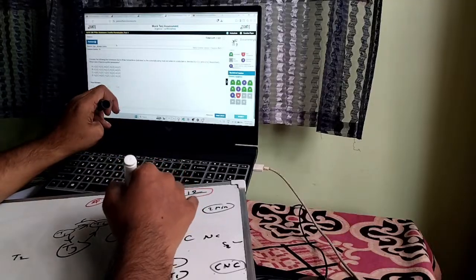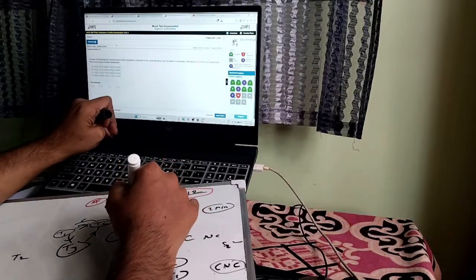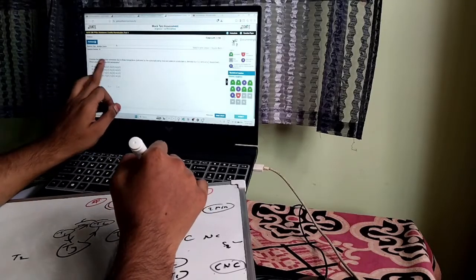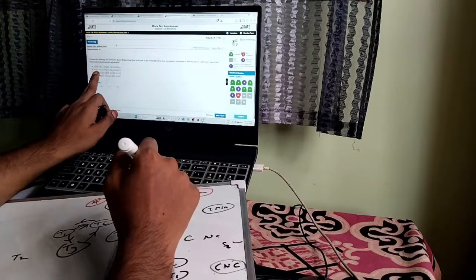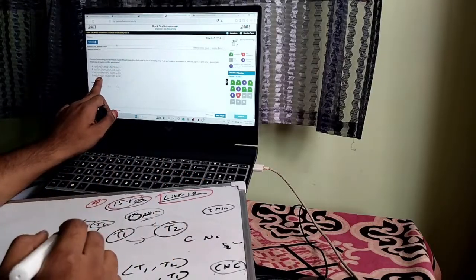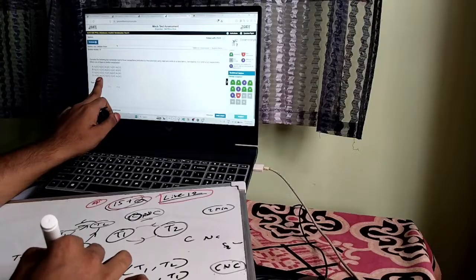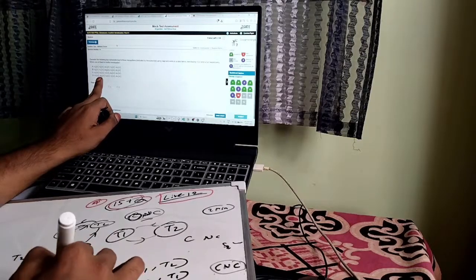This is a cycle. If it is a cycle, then it is not conflict. So it's not a cycle. So let's see option D. Okay, D, T1, T2, and T3.